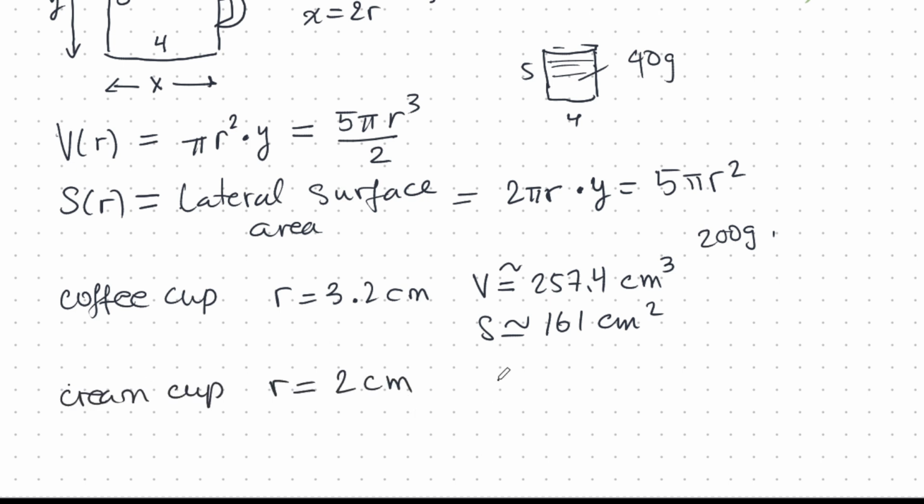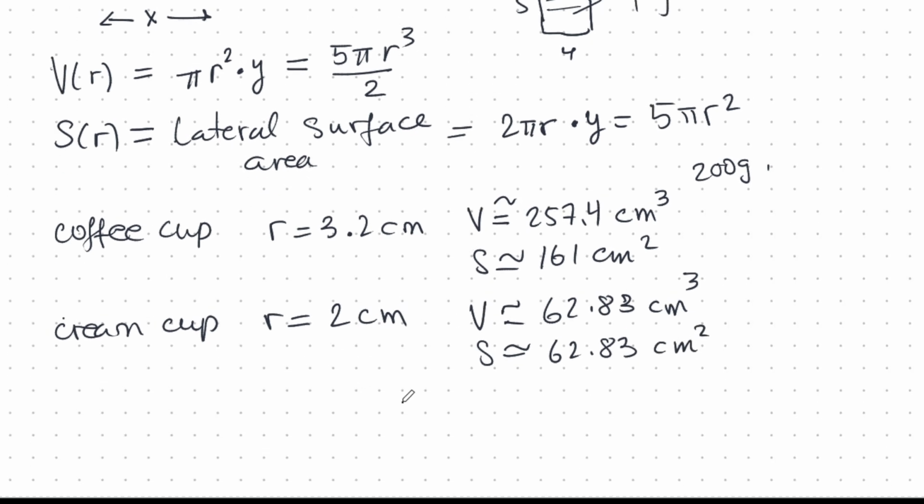We'll take a radius of 2 centimeters for the cream cup. And let's see, the volume, 62.83 cubic centimeters. And the lateral surface area, 62.83 centimeters squared. Very interesting. So as an exercise for you, explain why they are equal. It's interesting. You tell me why. Well, they're not equal because the dimensions are different. This is length cubed, this is length squared. But why are the numerical values equal?